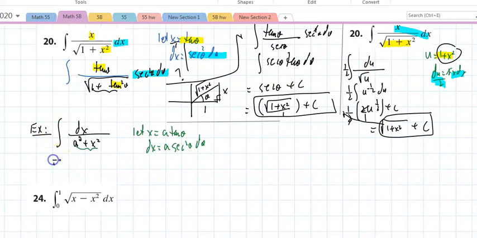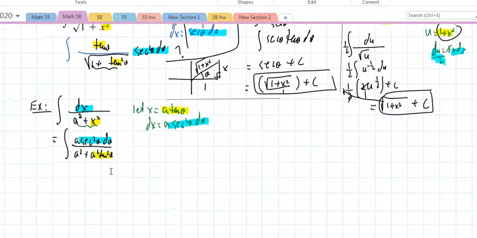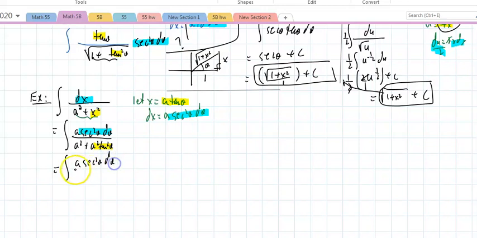This becomes the integral, and let me get this out of the way. This becomes the integral of, and let's see how this works. This is right there, and this is right there. So isn't that a secant squared of theta d theta divided by a squared plus, and wouldn't that be a squared tan squared of theta? Basically just substituting everything's value, and wouldn't you say this is the integral of a secant squared of theta d theta over, can't I factor an a squared out?